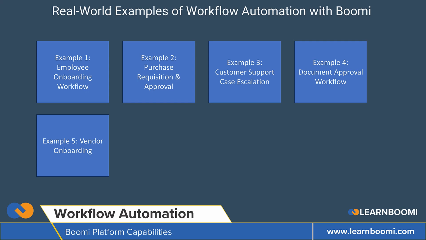Next example is about purchase requisition and approval. An employee raises a purchase request online. So the workflow involves: the employee submits a form, the manager approves it, finance reviews the budget, procurement creates the PO, and integration updates the ERP system like SAP or Oracle. So Boomi Flow handles form creation, routing rules, task assignments and SLA notifications.